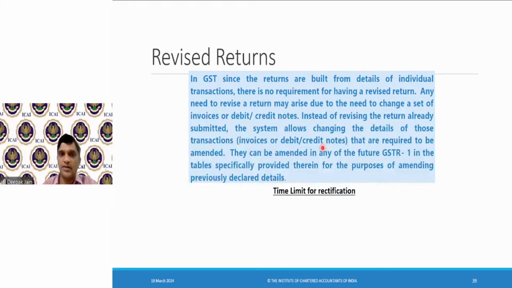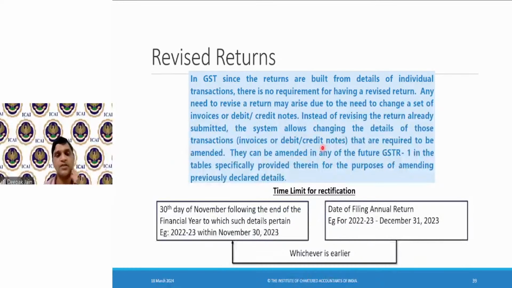Now there is a time limit by when you can rectify, like how we had discussed the time limit for claiming credit. Similarly, those dates apply here. You can file a revision or you can do a rectification. You can do an amendment. That is the right word. You can do an amendment by the 30th day of November following the end of the financial year to which such details pertain, or the date of filing annual return, whichever is earlier. Same, that time limit will apply here also, within which you can file a revised return.